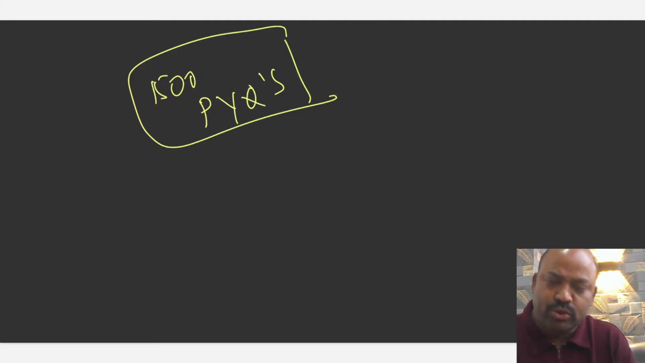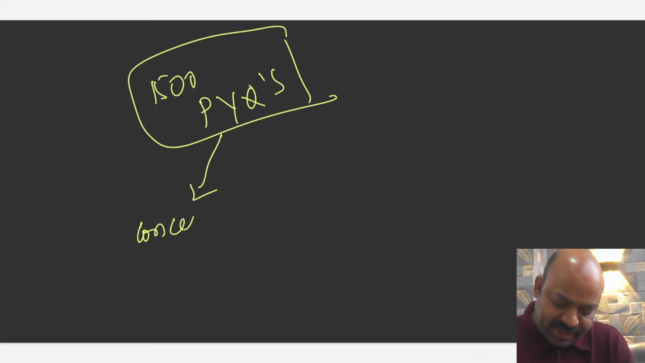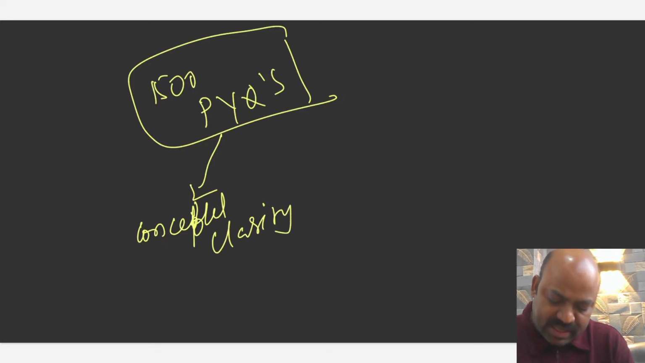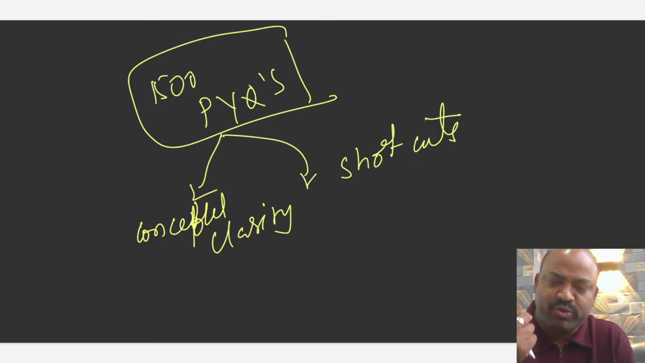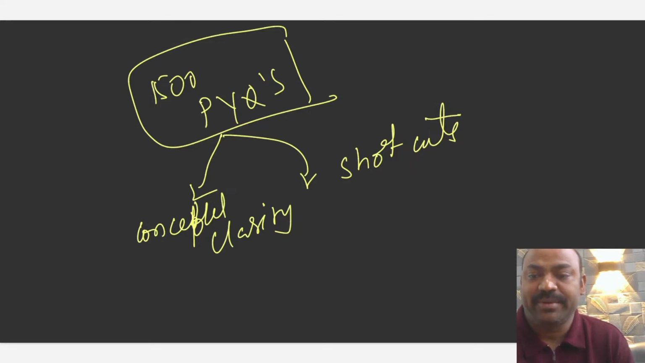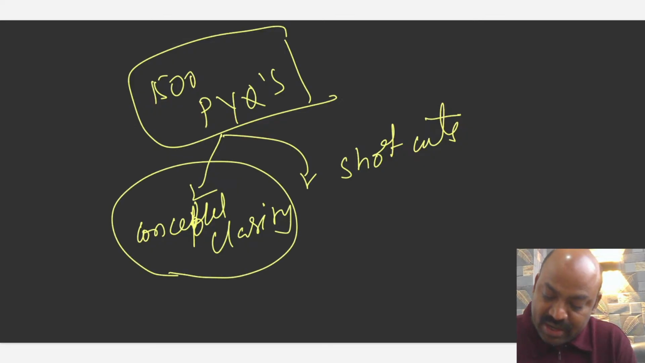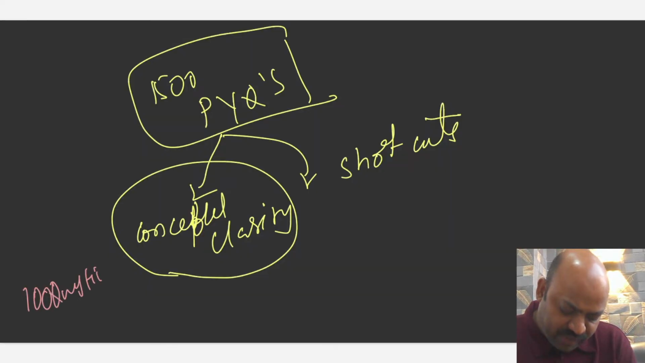So two things are going to happen. In the right hand, conceptual clarity. In the left hand, shortcuts. Clear, dear? In the right hand, put the conceptual clarity. That is the fundamental thing required for a top ranker. In the left hand, shortcuts. Generally, you can attack, out of 100 questions, for example, 100 questions are there.